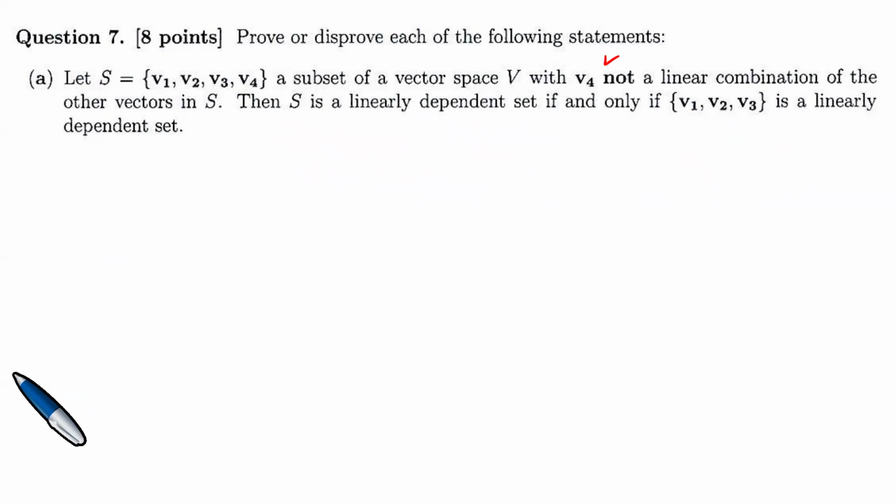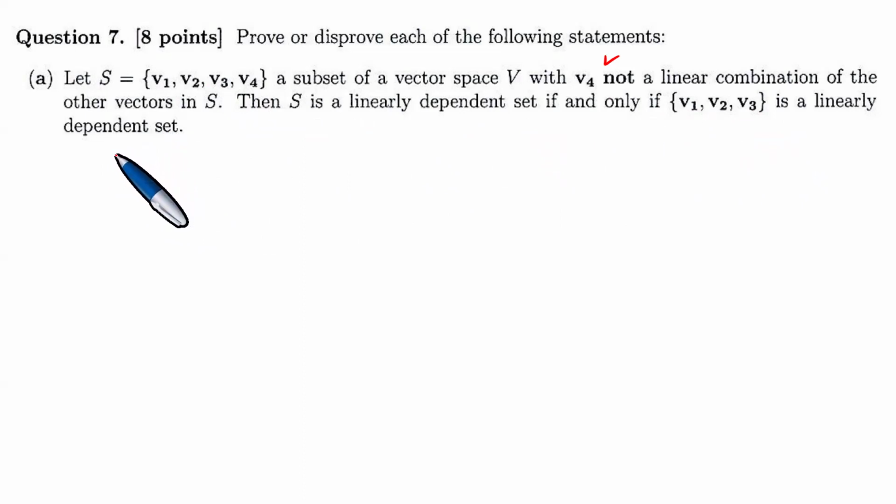Okay, so obviously you look at these and you think of this. But first things first, because we are told that V4 is not a linear combination of the vectors there, it is a true statement that S is a linearly dependent set with four vectors. The four vectors themselves are linearly dependent if and only if V1, V2, V3 is a linearly dependent set.